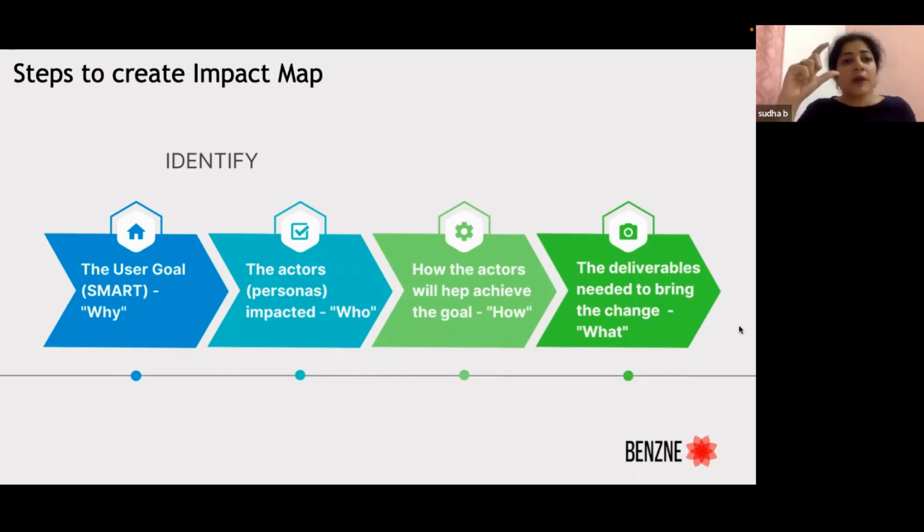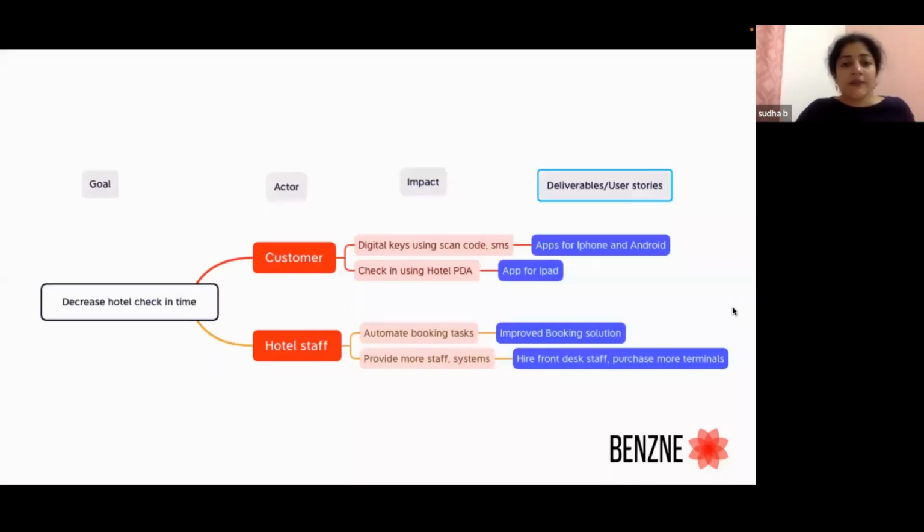Now from the how part, you get the what part. So I want to write blogs. So writing blogs, putting videos, putting XYZ, all these are my deliverables. So to get to the deliverables or the user stories, you have to perform the preceding steps, the how, the who, and the why. Now let's look at a simple example before I get a time check.